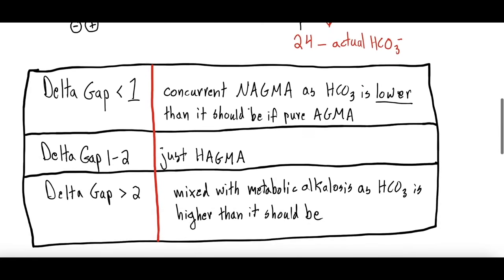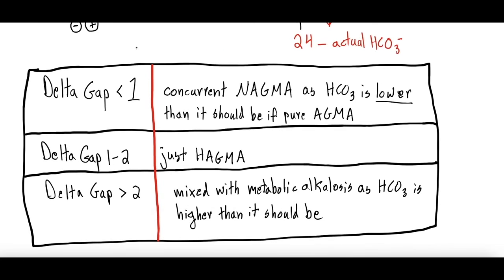So what we're going to do is write the equation right here so we can remember it. DG, delta gap, equals the delta anion gap subtracted by the delta bicarbonate level. And what that equates to is the actual patient's anion gap minus 12, which is just a normal anion gap, minus 24, a normal bicarbonate, subtracted by the patient's bicarbonate.